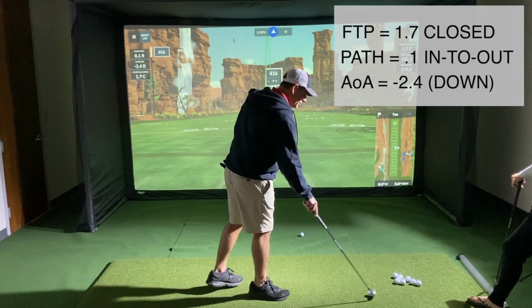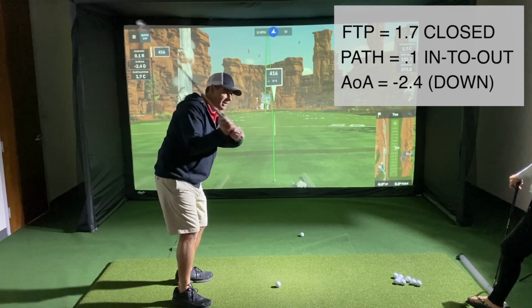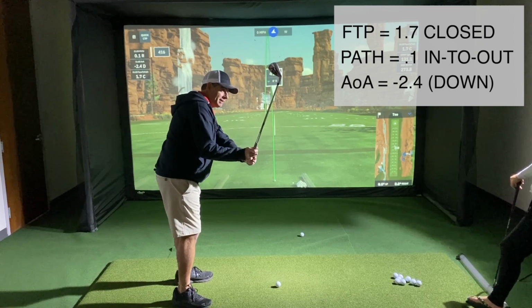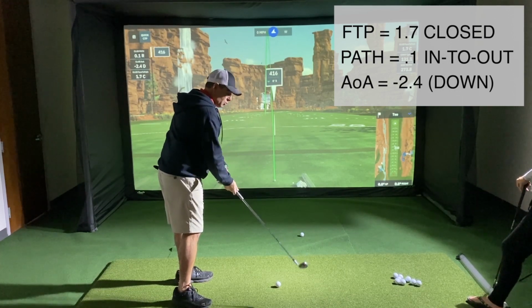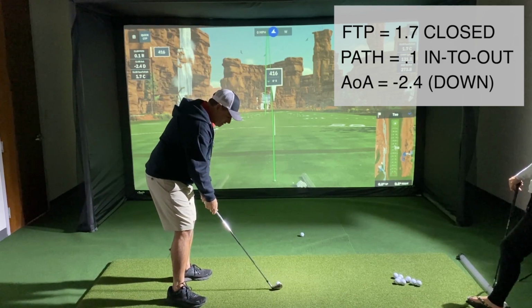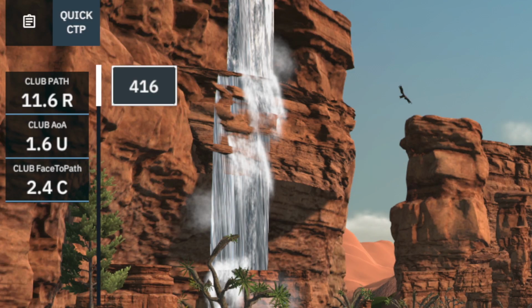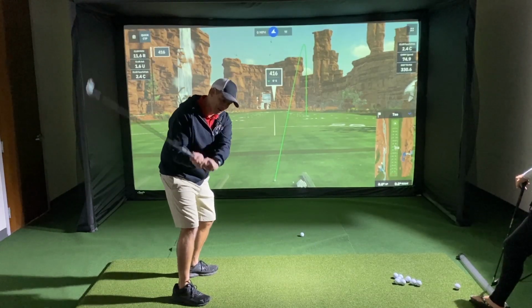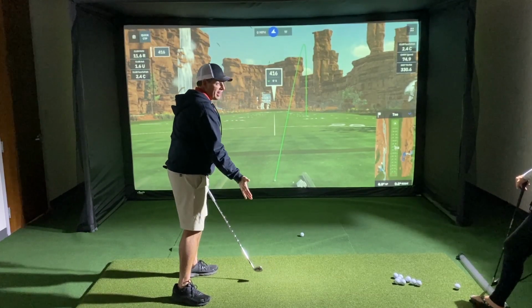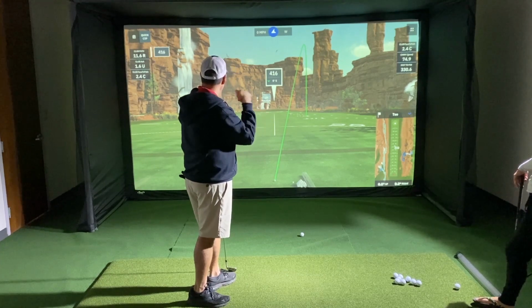So one of the things that will happen to people is they will swing the club, say, with a really obvious out to in path with an open face, right? Well, when they correct that, they might swing the club out to the right some. Okay, so my path there was 11 degrees out to the right, okay? But see, I hit up on the ball 1.6. So when I start swinging out to the right more, well, now the club is coming into the ball more shallow, right? So I may be able to get the path a little bit better, but I may not hit down on the ball as much.